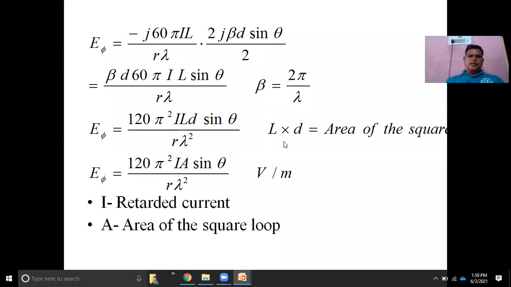See here, length L into D is nothing but the area of the square loop. L is the length of the short dipole, and the length of the short dipole is also D. That's why L into D is called the area of the square. Therefore, you can replace L into D is equal to A. This is equal to 120 pi square IA sine theta divided by R lambda square. This is the electric field intensity. The unit for electric field intensity is volts per meter. Here, I is the retarded current and A is the area of the square loop.